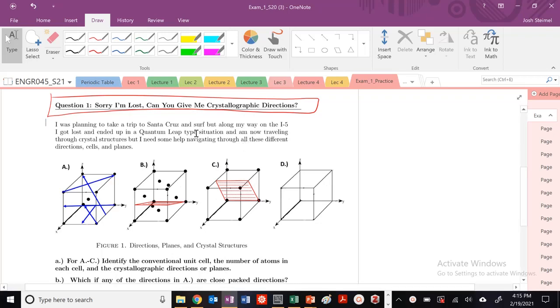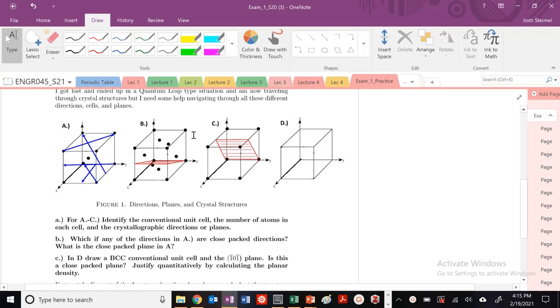So let's read the problem. For A to C, identify the conventional unit cell. So this looks like BCC. This looks like FCC. And this is simple cubic. All right, so far so good. What are the number of atoms and planes in each cell?